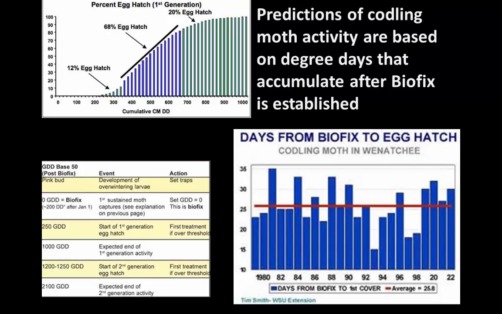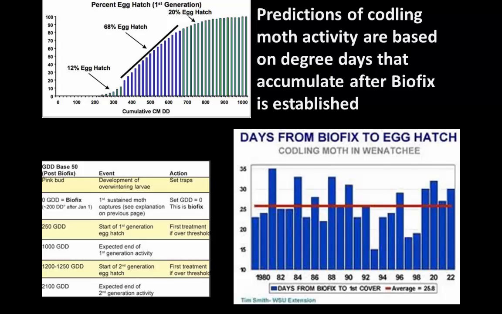So it's not immediate. You don't get a moth and then they're going to be laying eggs then. Again, it might be 3 weeks. It might be a little shorter if it's very warm. It might be longer if it's cooler. The first generation activity will end at about 1,000 growing degree days, and the second generation activity you'll start seeing again at about 1200 to 1250 growing degree days after that initial biofix.